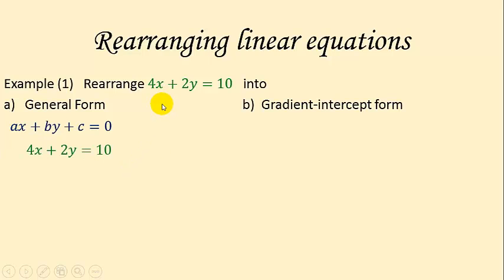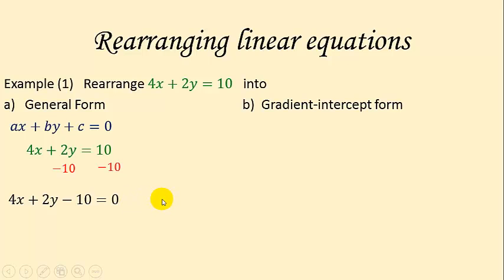Okay, rewriting our equation, 4x plus 2y equals 10. So we've got a starting point. Now, looking back at the general form, we've got everything on one side and 0 on the other. So we need to do that with our equation. First thing, we need to get rid of the 10. Because it's plus 10, we're going to subtract 10. And we end up with 4x plus 2y minus 10 equals 0. And that's in general form. The 4 relates to the a, the 2 the b, and the minus 10 is the c. So there we have 4x plus 2y minus 10 equals 0.